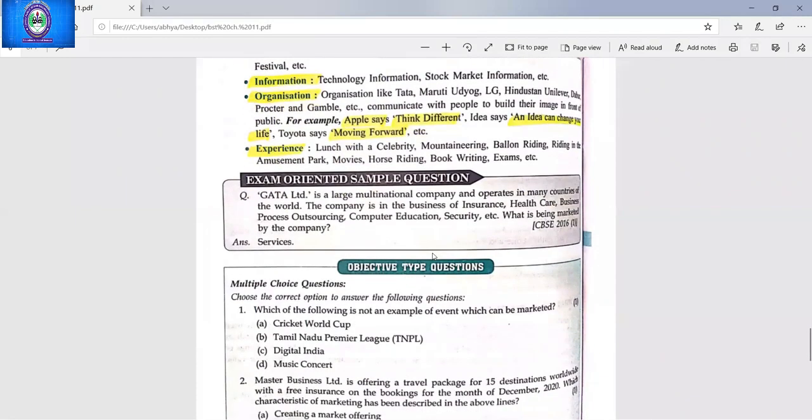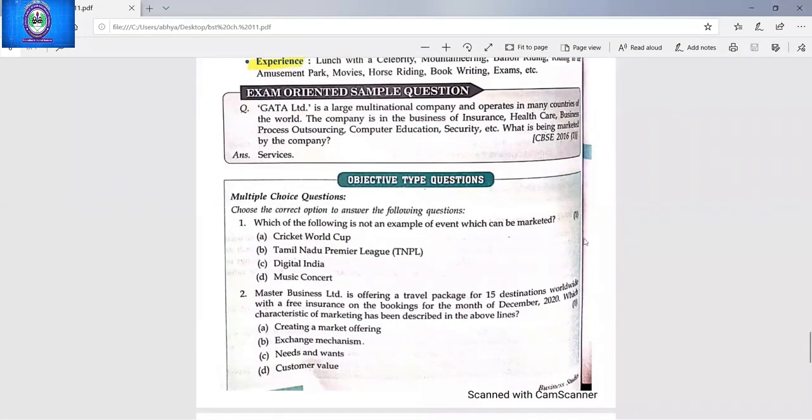So this is the first question. Choose the correct option to answer the following question. I am unmuting Anushka Bansal, I have unmuted you. Just read the question fast so others can give the answer. Which of the following is not an example of an event which can be marketed? The question is in a negative sense. Digital India, yes, it's an idea, not an event. All others are events. Very good. Cricket World Cup, music concert, all these are events. So Digital India is an example of an idea.